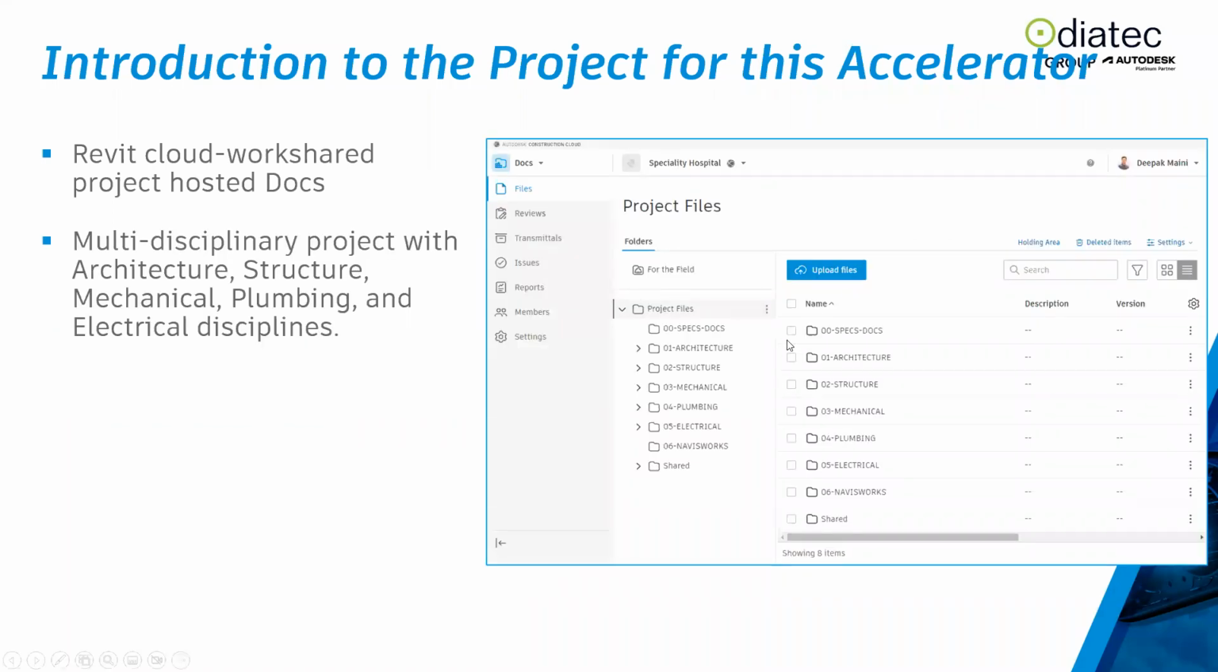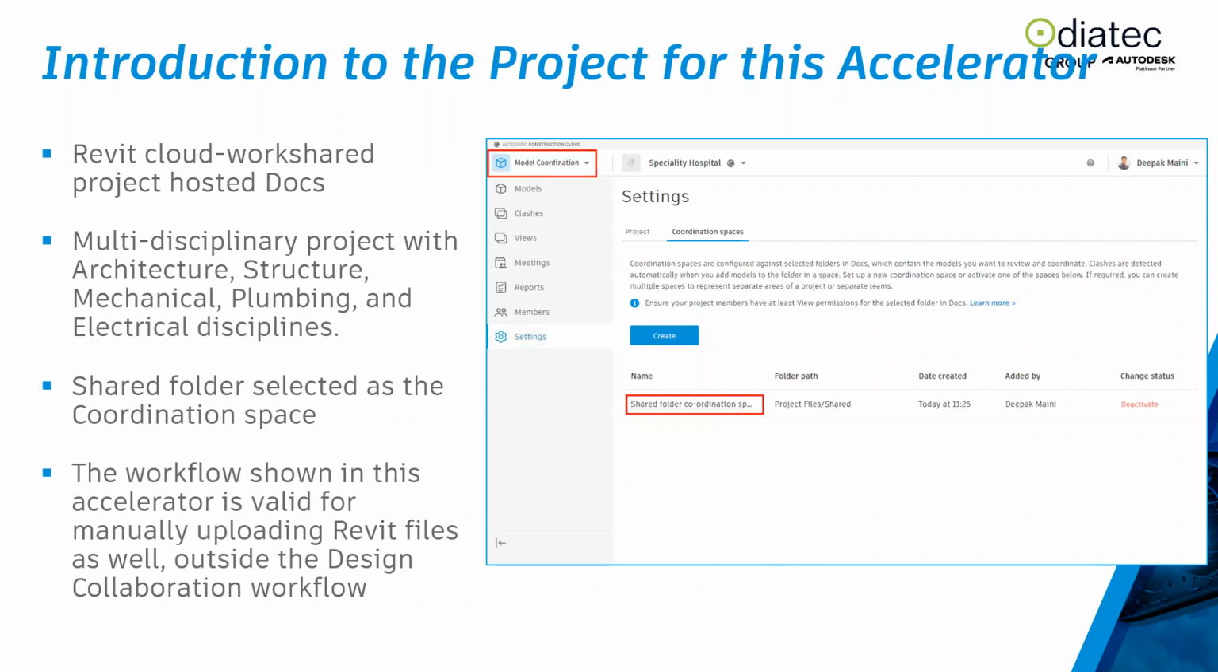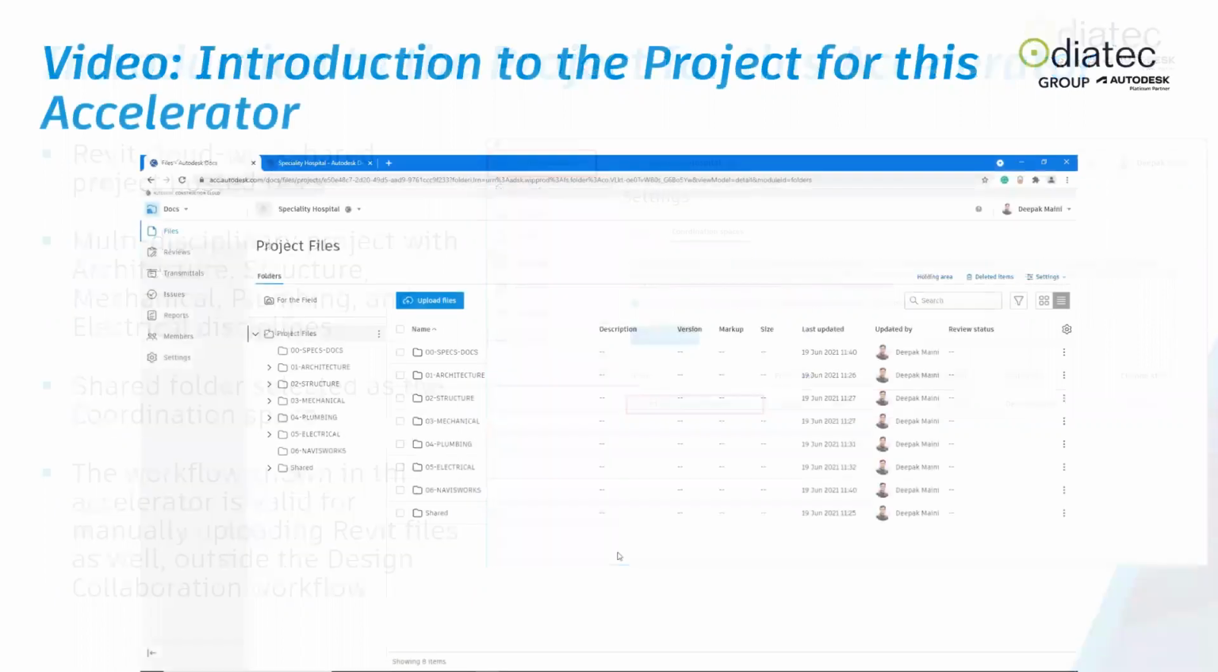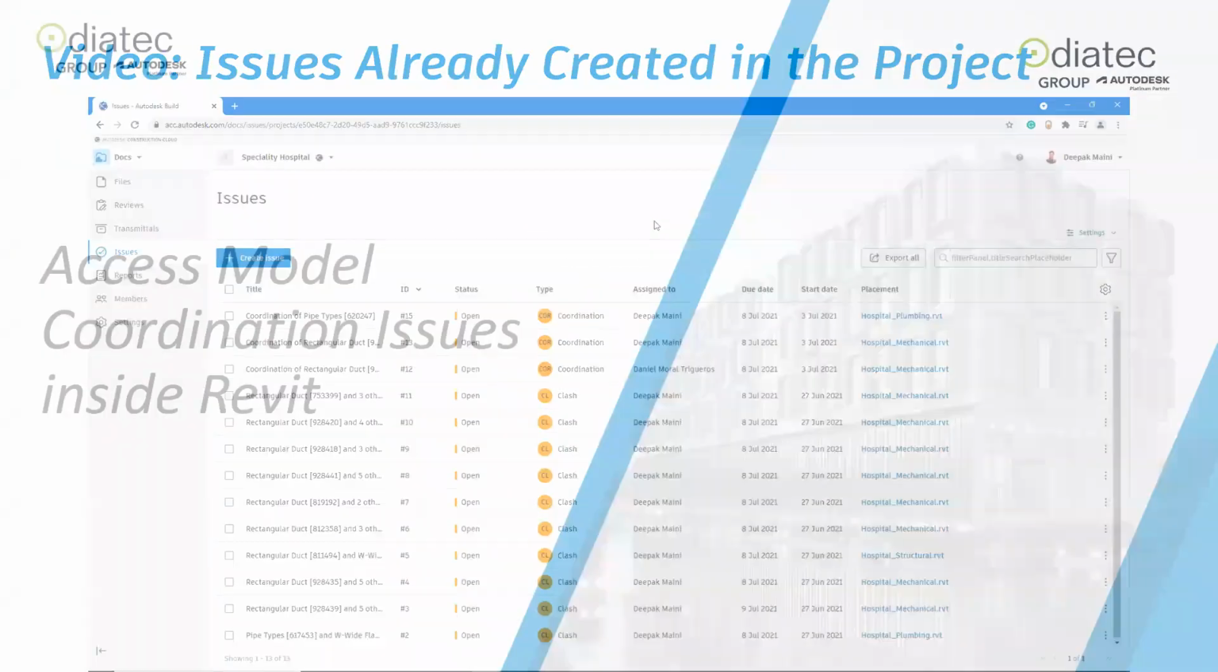We have a folder structure set up within our environment, and this can be a multidisciplinary folder structure. Depending on your own project, maybe set up something similar. You're going to have a shared folder selected as the coordination space. We covered that last day, and the workflow shown in this webinar is valid for manually uploading Revit files, as well as outside the design collaboration workflow. But I do want to introduce the design collaboration workflow as part of that as well. So yeah, let's skip that.